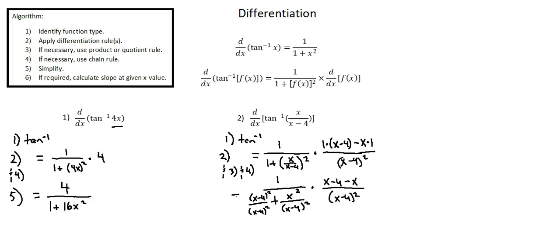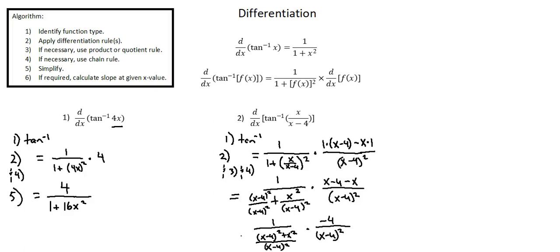Continuing with our simplification, we have 1 over, and now in the denominator we will combine the two numerators, x minus 4 squared plus x squared, all over the combined denominator of x minus 4 squared, times x minus 4 minus x is negative 4, over x minus 4 squared.